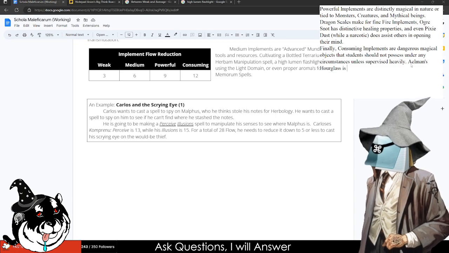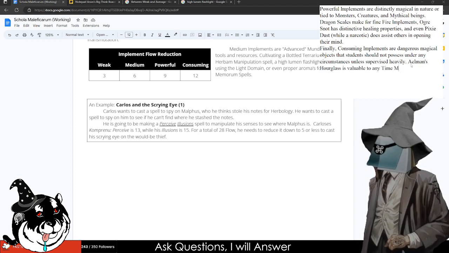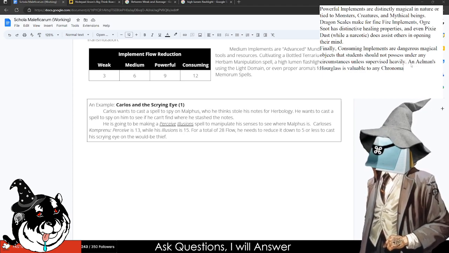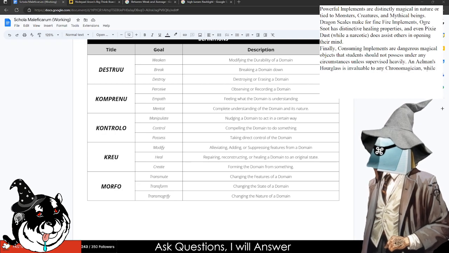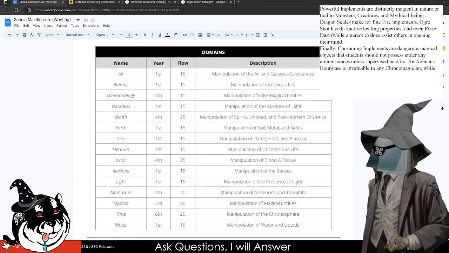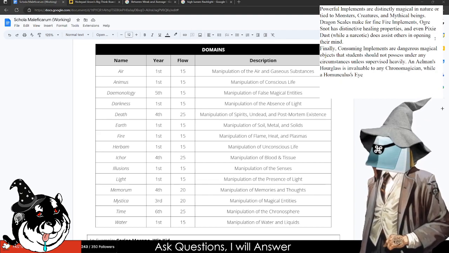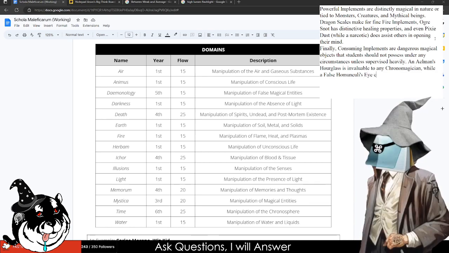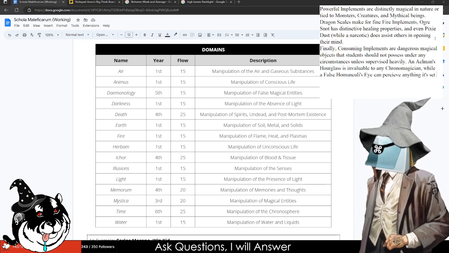Ailman's hourglass is invaluable to any chrono magician, while a homunculus's eye, a false homunculus's eye, can perceive just about anything.